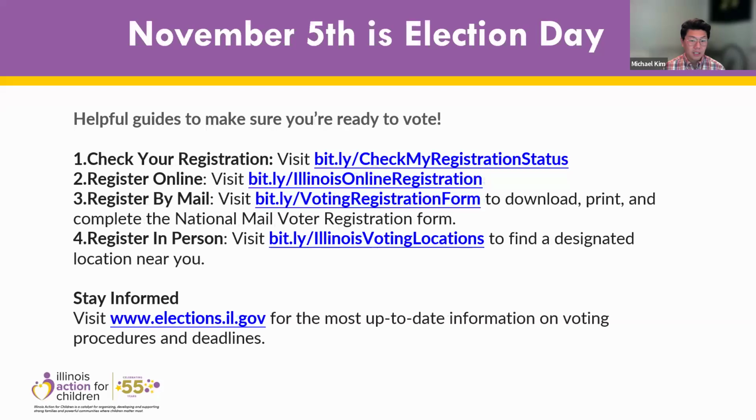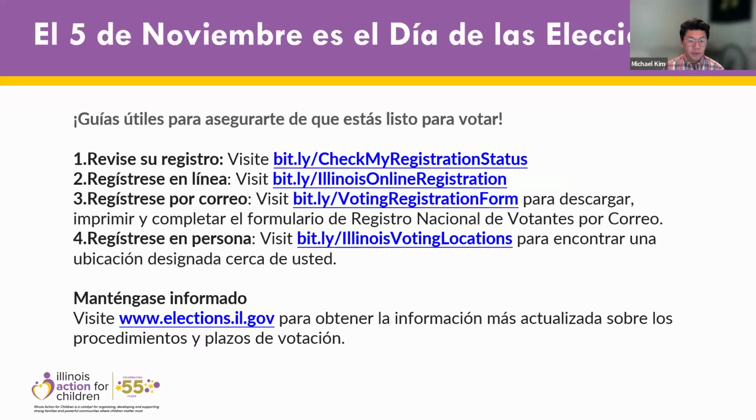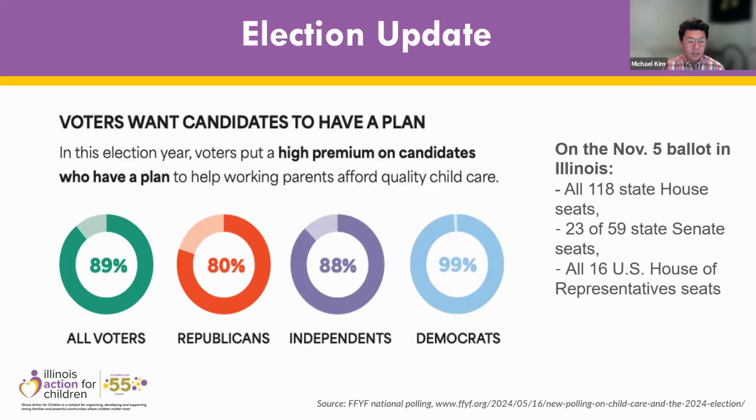So if we go to the next slide. Again, as you all know, when voting, you should do your research on each candidate on the ballot. For Illinois this year, all 118 state house seats will be up for re-election, and 23 out of the 59 state Senate seats will be up for re-election. In addition, all 16 U.S. House Representative seats will be up for re-election, but neither of the two U.S. Senate seats will be up for election until next cycle.